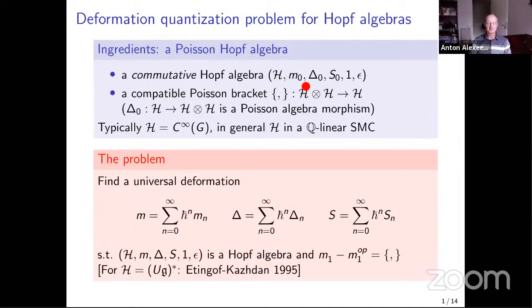It's probably too early, but I already have a question. May I? Yeah, great. Right, so M_0 is the product of our commutative Hopf algebra. Delta_0 is its coproduct. So the Poisson bracket tells us something about M_1. Yes. But then there is also a priori Delta_1, right? But nobody tells us anything about Delta_1. Is that right? Yes, that's right.